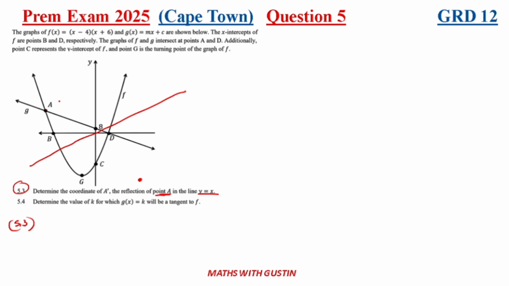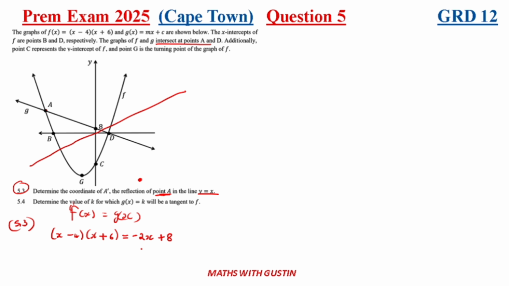So where do you find this? They've already told us that point A is the point of intersection where the two graphs intersect. So we have f(x) intersecting with g(x). We have the function f(x) = (x - 4)(x + 6), and g(x) = -2x + 8, since we calculated m as -2 and c as 8.